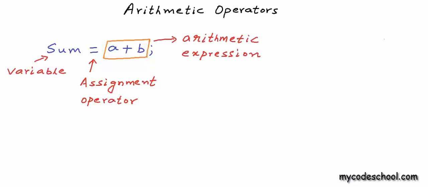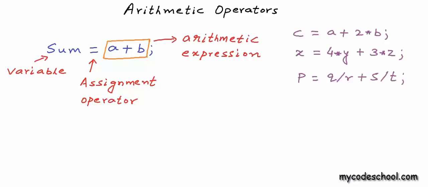We cannot have anything else in left of an assignment operator. It must always be a variable. In right we can have a constant, a variable, or an expression. Here we have an arithmetic expression, and we have a really simple arithmetic expression here. We could have a really complex one with multiple constants, variables, and operators.